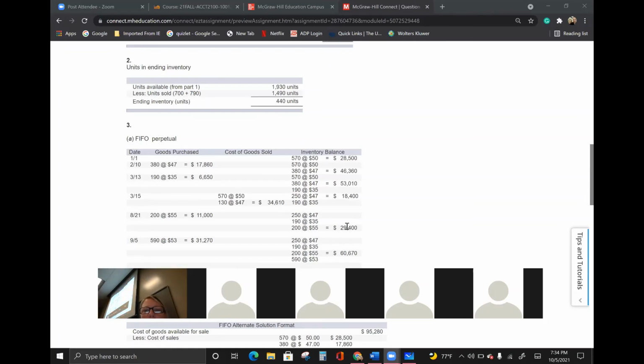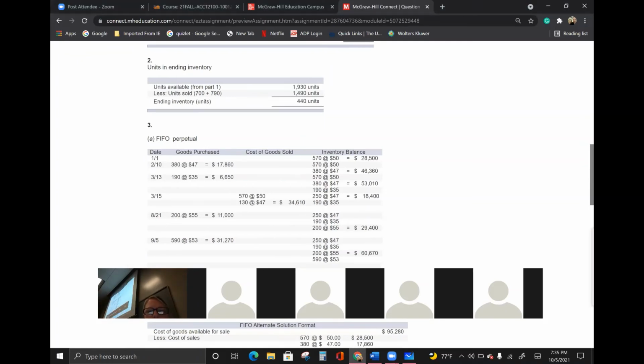Where's the button to write? Maybe that one. Okay, so here's my sale. The 570's gone. The whole 190 at $35 I still have. And then I have the difference between the 380 and the 130, which is the 250 at 47. So this is what I have left. And the cost is 18.4.